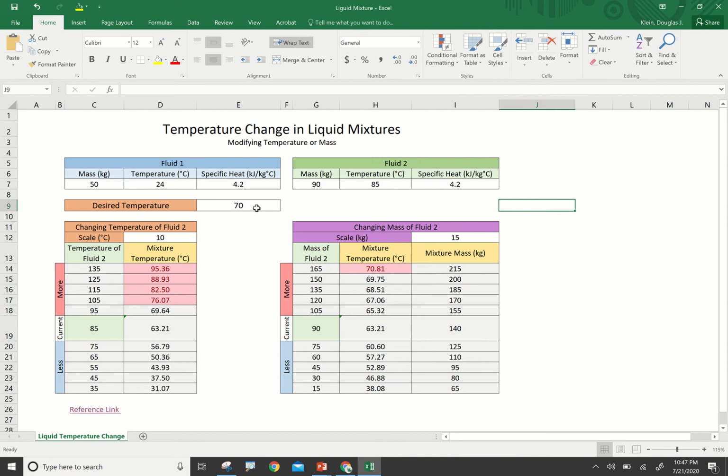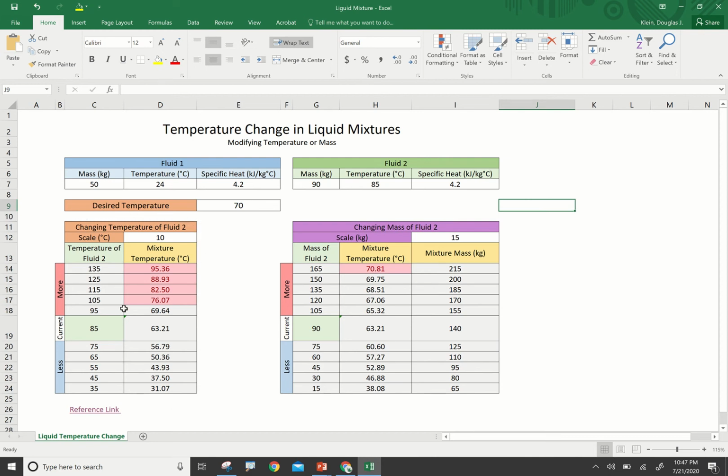We have our desired temperature here, which is 70 in Celsius, and so what we're wondering is two things. If we're trying to make it so that when these two mix together we get 70 degrees, do we want to increase the temperature of fluid 2 to make that easier for us? Or do we want to just put more of fluid 2 into the process? That way we get the desired temperature, because the temperature is really what we care about as our outcome.